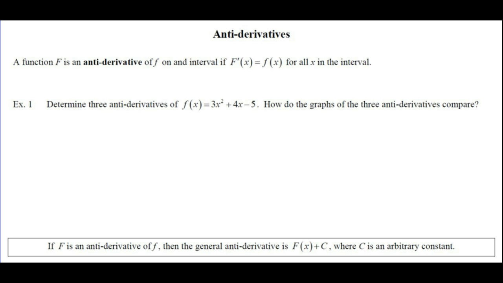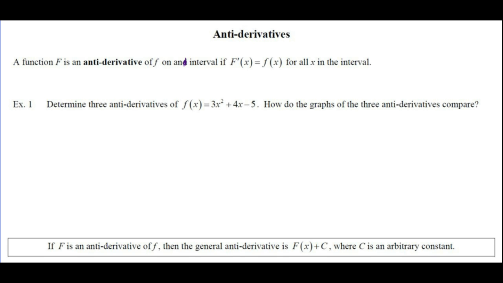All right, antiderivatives. A function F is an antiderivative. Usually we use capital F for the antiderivative and little f for the function. That's just a notation, that we'll use the uppercase letter. So a function F is an antiderivative of f on an interval if F prime of x is equal to f of x for all x in the interval. Okay?